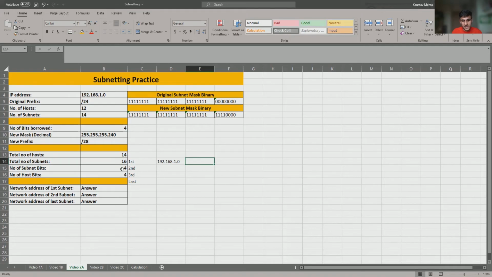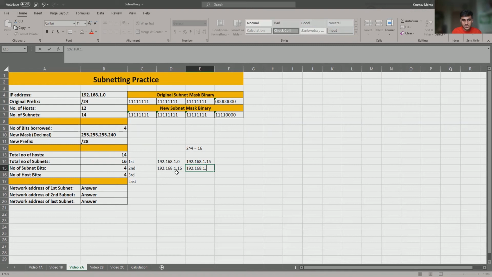Since the number of subnet bits is 4, we've taken 4 bits, so the magic number here will be 2 to the power 4, which is 16. So our subnet increases by 16 every time. So the range for the first one will be 192.168.1.15, because from 0 to 15 is basically 16 numbers. And then the second one starts from 16, so 192.168.1.16 all the way till 31.